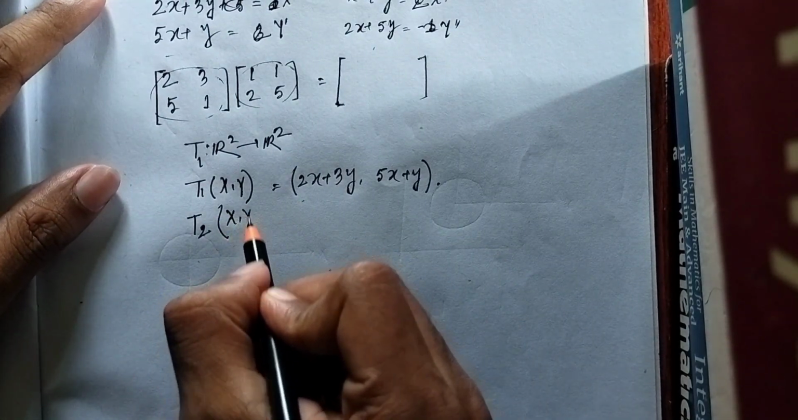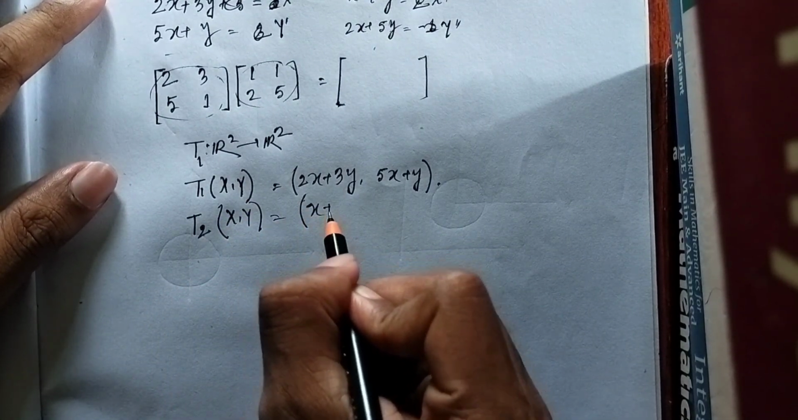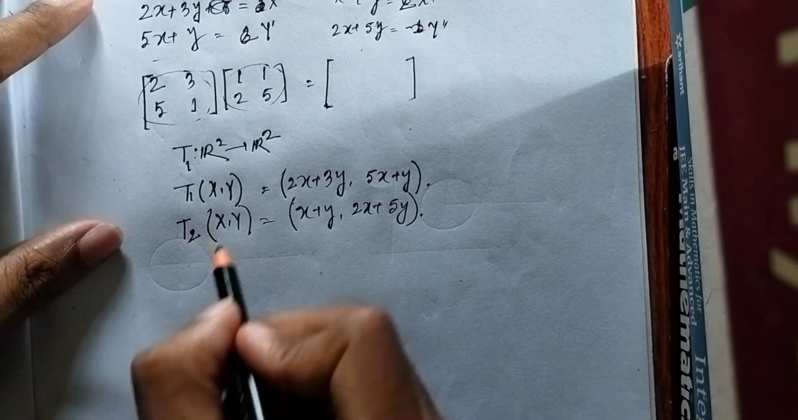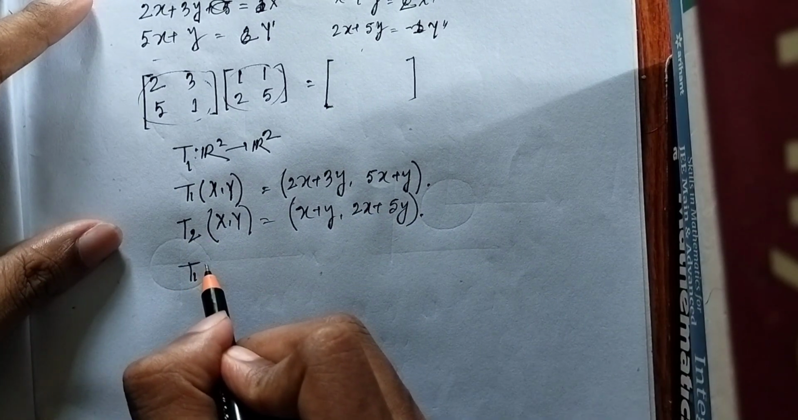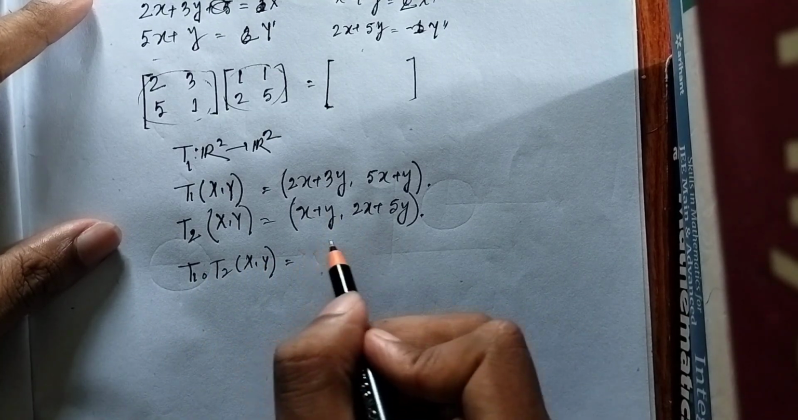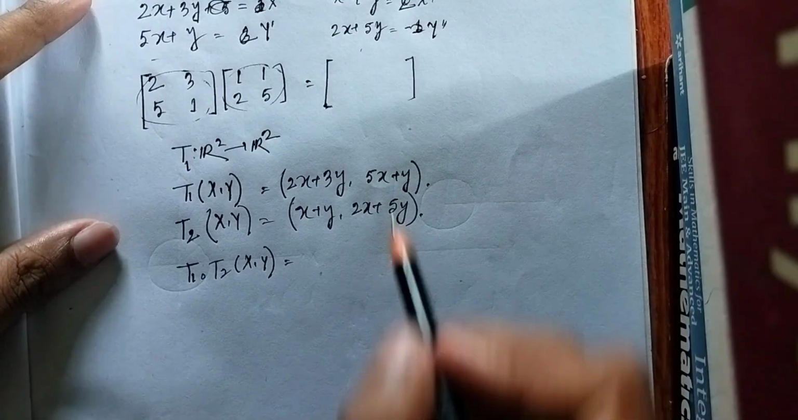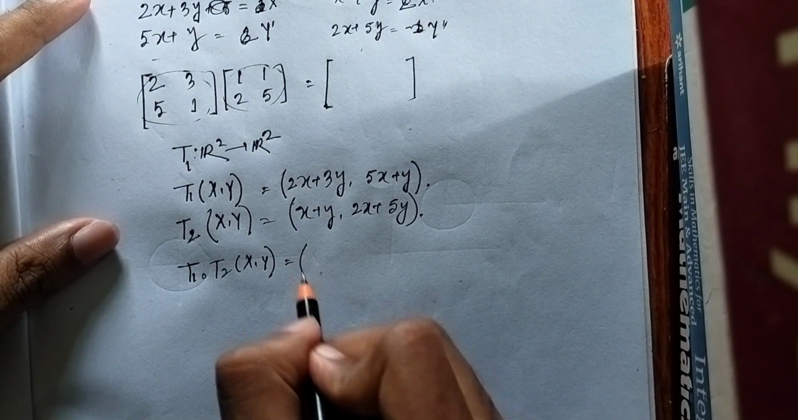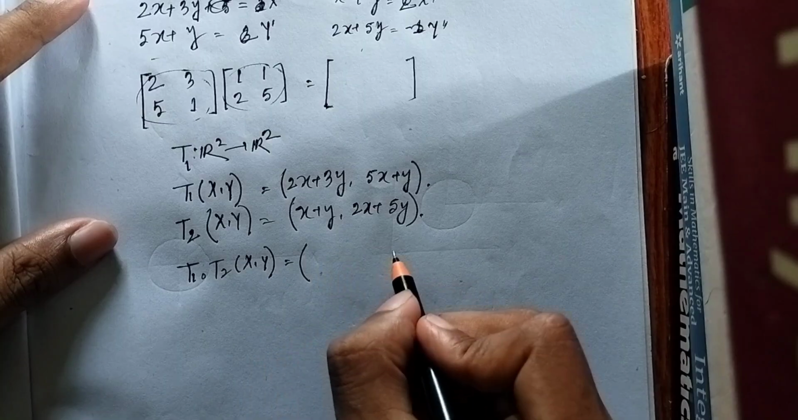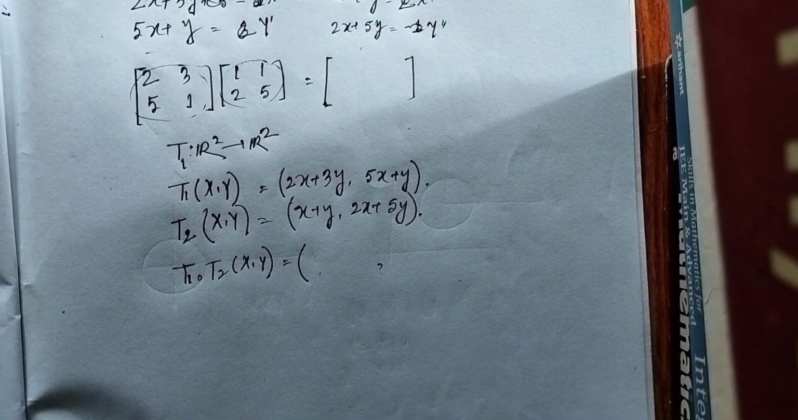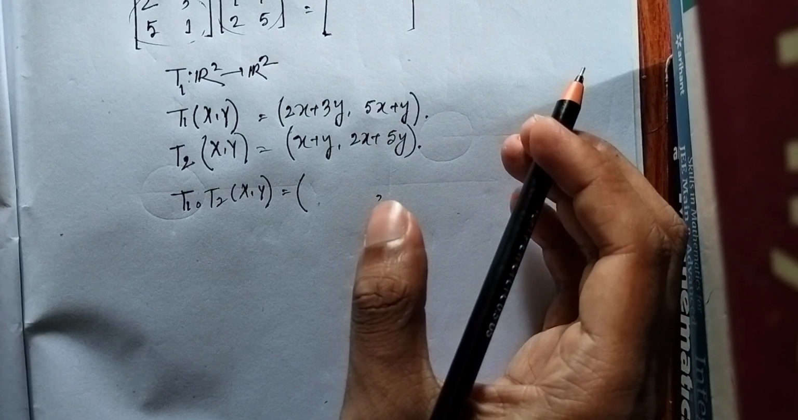And what is this actually? (x + y, 2x + 5y). I am just doing the transformation T2 compose T1 of (x, y). If you go through all the steps, you will ultimately end up with the multiplication. I am not writing all the steps, but I think you can check this, and you will definitely understand what is actually happening.